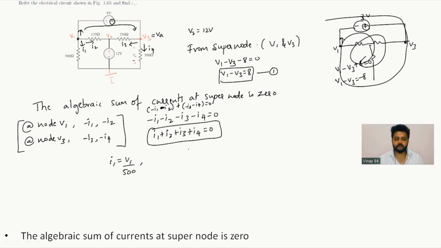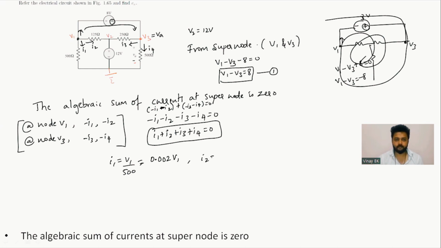Similarly, V1 divided by 500 is nothing but 1 divided by 500, that is nothing but 2 milli. 2 milli is nothing but 0.002, so 0.002 V1. Similarly, how will we write I2?